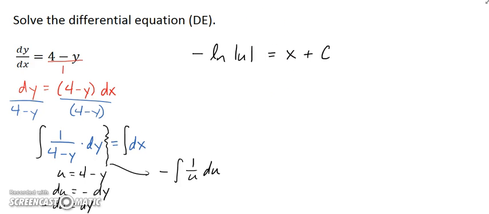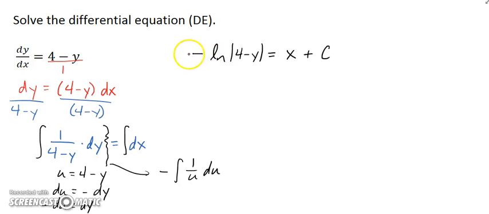And by the way, I shouldn't write u. I should write 4 minus y. Now, the step I do need to pull here is that I need to solve that for y. So I want to think about how I would do that.